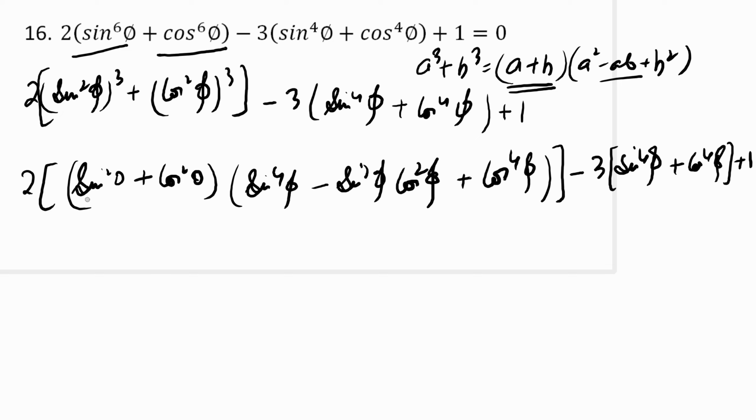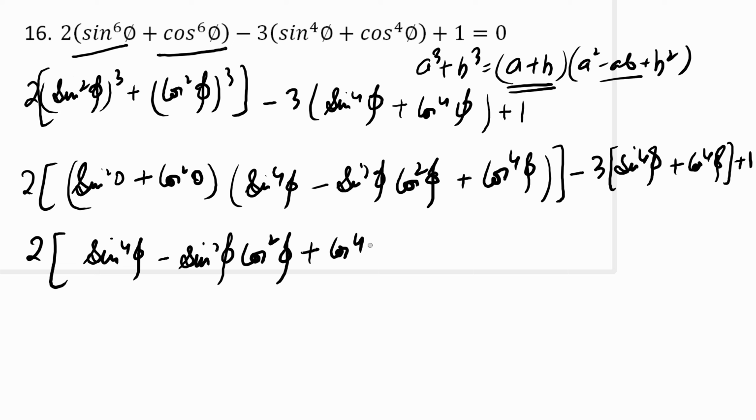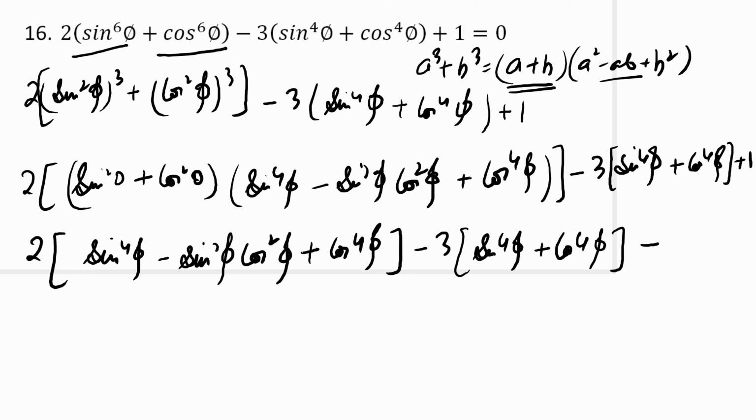Okay, now what will happen is sine square phi plus cos square phi will become 1. Sorry, we have 2 outside. This will become 1. So it will become sine 4 phi minus sine square phi cos square phi plus cos 4 phi, minus 3 sine 4 phi plus cos 4 phi plus 1.